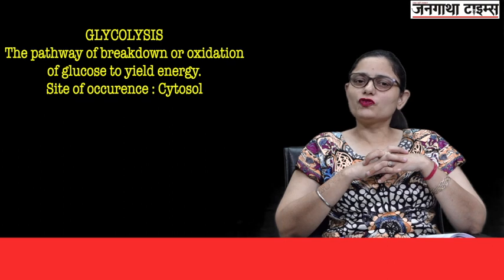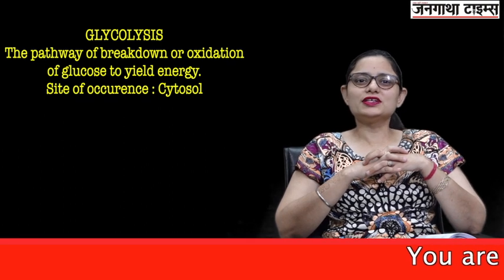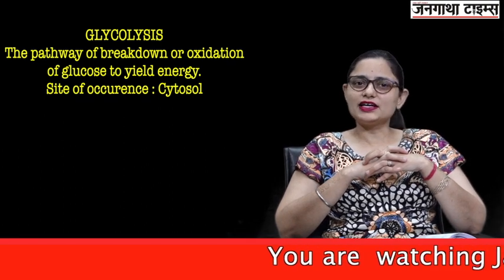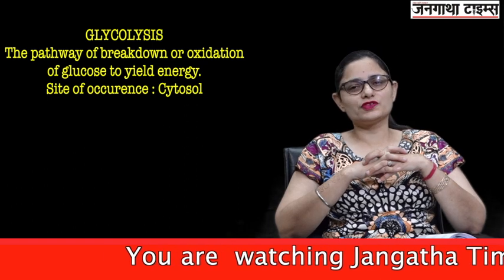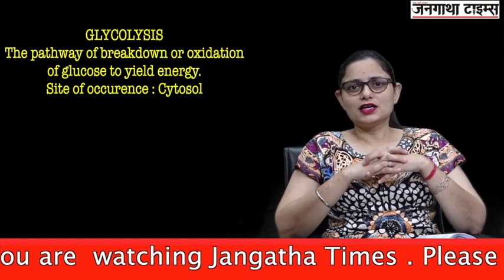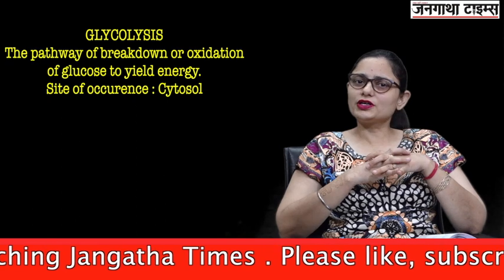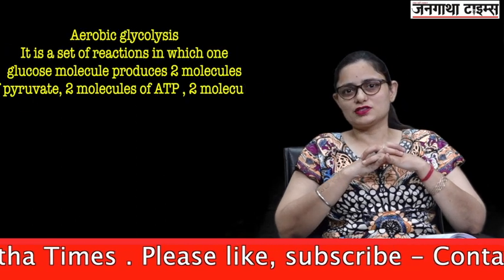Now what is glycolysis? It's a pathway of breakdown of glucose to yield energy and its site of occurrence is the cytosol of the cell. So there are two types, the aerobic glycolysis and anaerobic glycolysis.